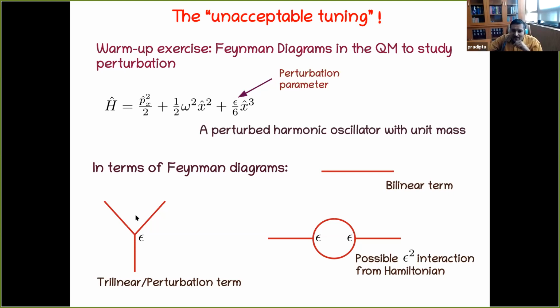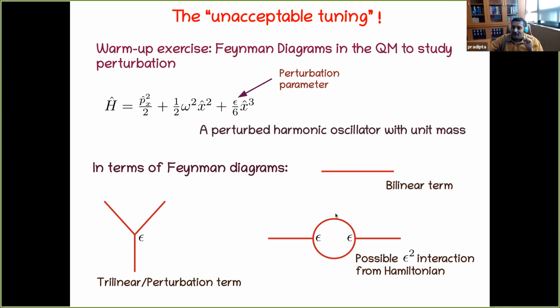Now, if I actually join two of these diagrams together, I will eventually get a diagram like this. So this is like an epsilon square interaction, which you can directly derive from the Hamiltonian. And if you try to study the perturbation methods in quantum mechanics using the Feynman diagram, this is precisely a second order correction. How to do that? You have to study those things. You have to learn certain other things like how to write the propagator and things like that, but I'm not going to get into details.